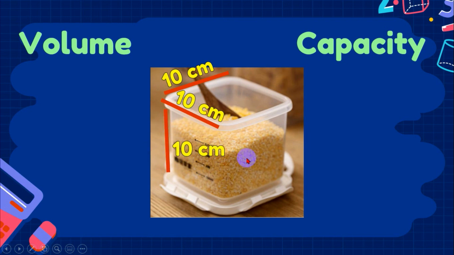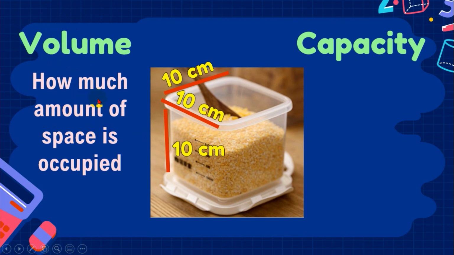Now, in this case, since this container has 10 centimeters in all, the same length, width, and height, you are being asked how much space is occupied. And so, you are being asked what is the volume of the container. This container has a volume of 1000 cubic centimeters, or 1000 cc.